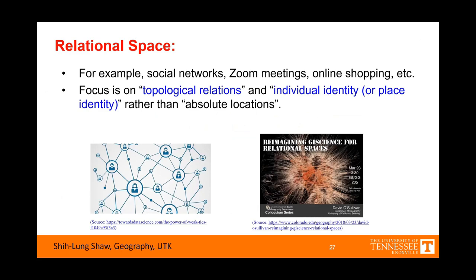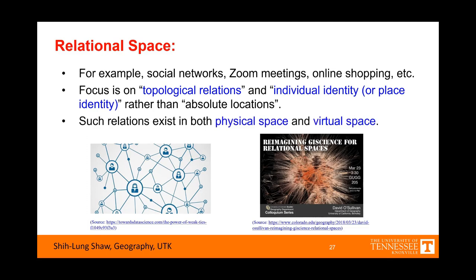Now we are all familiar with our online social networks, Facebook and so on and so forth. And even Zoom meetings. Now there are some people who are online watching this presentation, and I don't know where they are. I don't need to know where they are. So our connection is basically in relational space. So in relational space, our focus is more on the topological relations, not actual location, not absolute locations in absolute space. And this has been studied by different people, including David O'Sullivan, who used to be at UC Berkeley and has now moved back to New Zealand. So this is really not new, but not widely used.